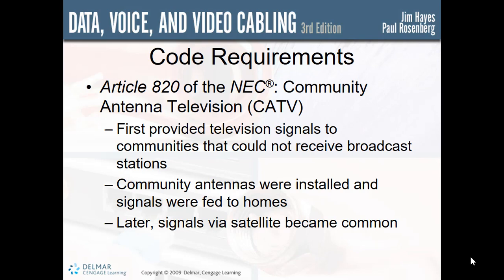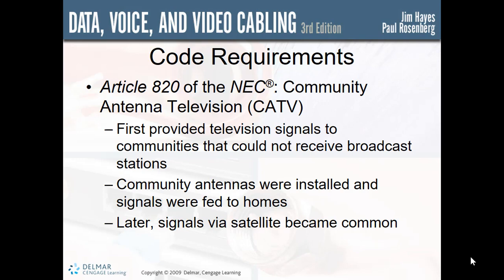It started decades ago as a means of providing television signals to communities that could not receive broadcast stations, either because of distance or shadow areas where the signal was too weak. Community antennas were then installed at remote locations such as the top of a building or a nearby hill, and the signals were then fed to the homes in the area.